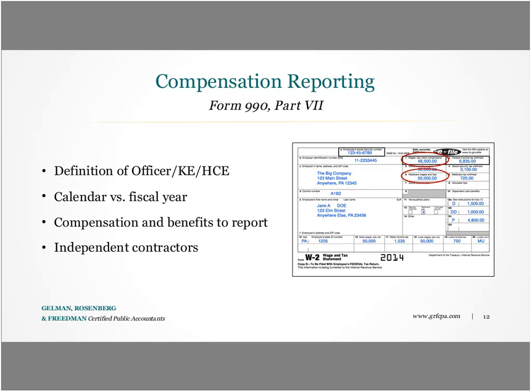And now I'm going to hand it back over to George to discuss the revenue and expense reporting on the Form 990.